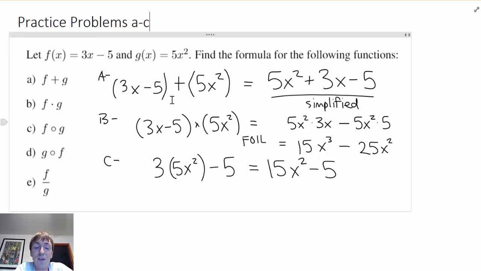Now it turns out that for addition, the plus isn't really necessary. The plus is necessary.